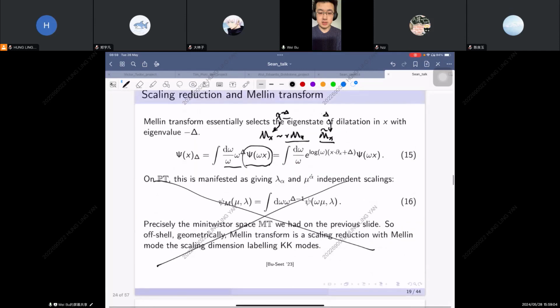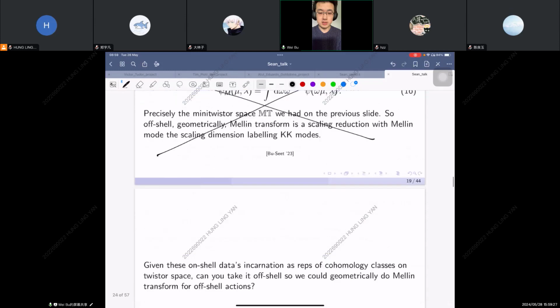Is that clear? So geometrically, what the Mellin transform is doing is that you take your Minkowski space, if you like, and you do a scaling reduction for off-shell fields. And then it's compensated by some number delta, which tells you how your field was scaling in x back upstairs in Minkowski space.